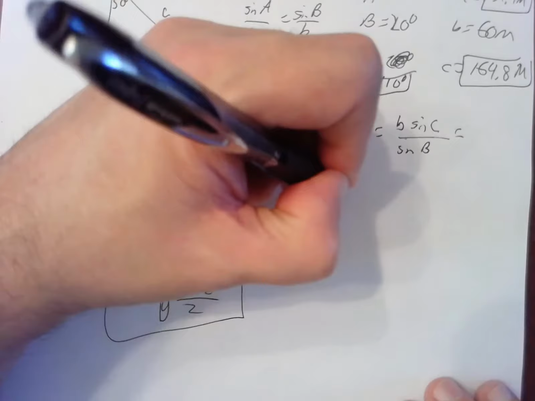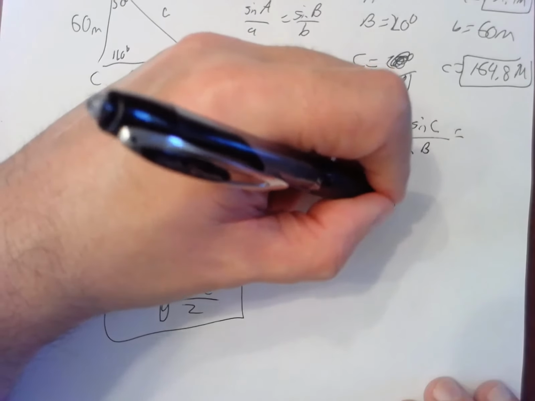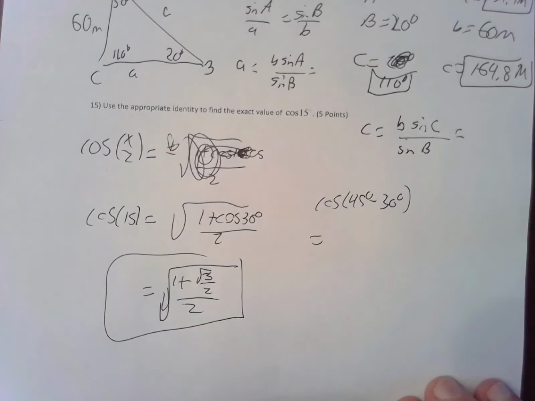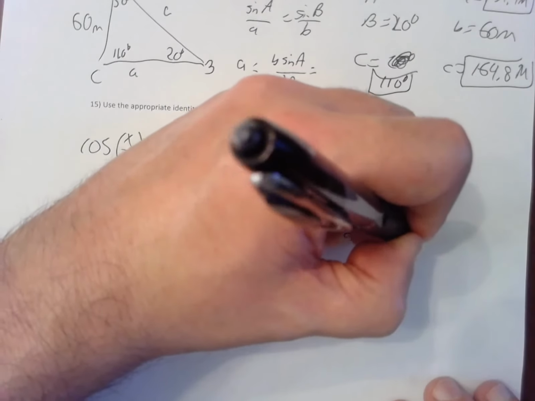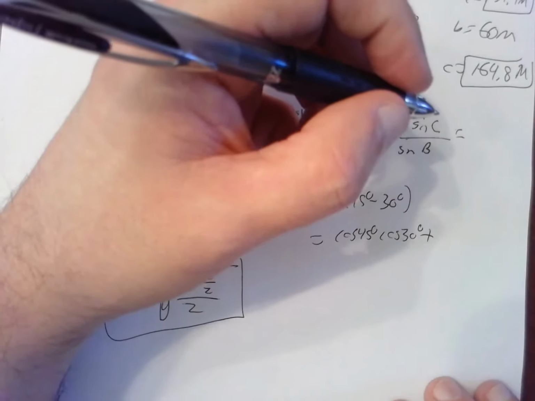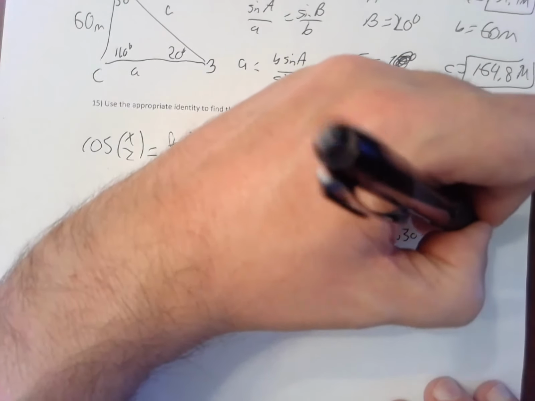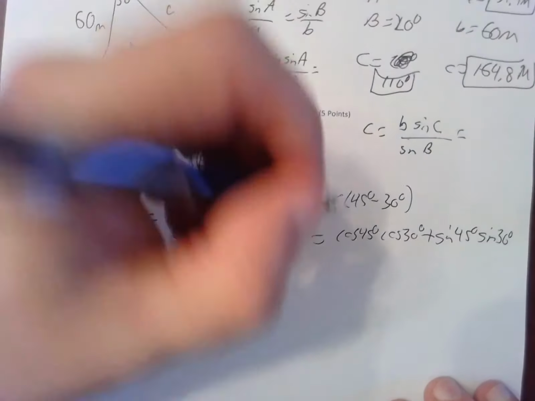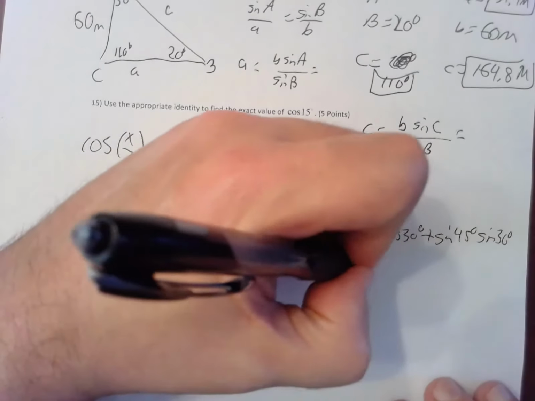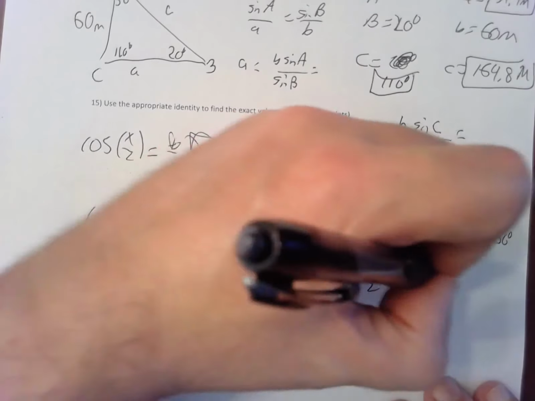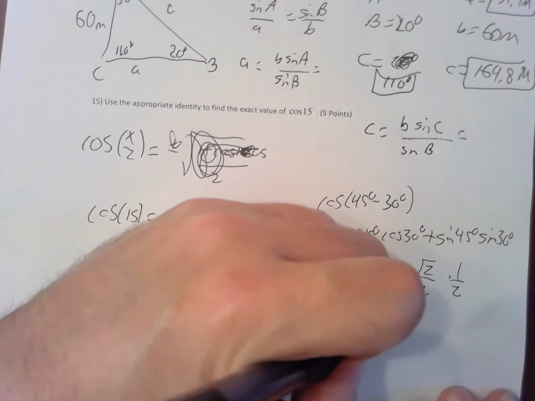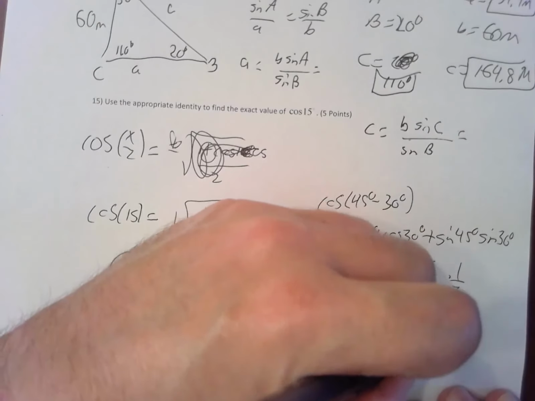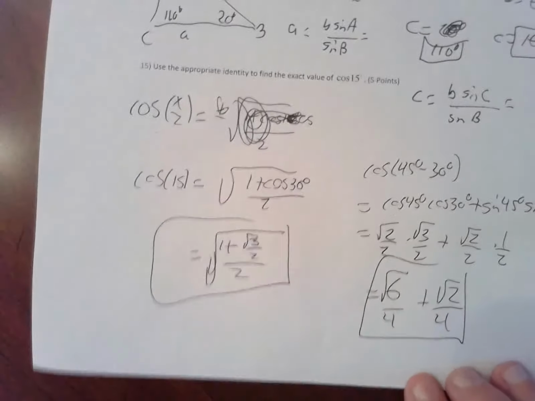Or I could do cosine of 45 minus 30, which, looking at our formula, would be cosine 45 cos 30 plus sine 45 sine 30. So that's root 2 over 2 times root 3 over 2 plus root 2 over 2 times 1/2. That's root 6 over 4 plus root 2 over 4. Either way is fine. Those are equivalent.